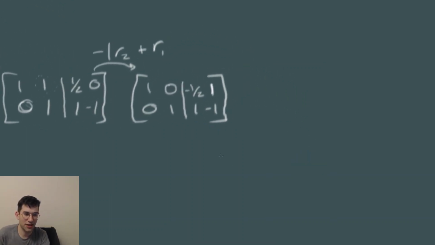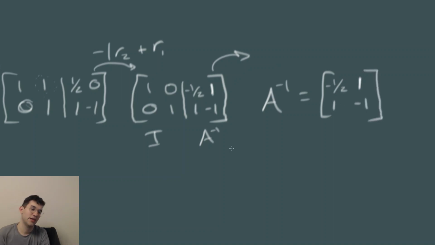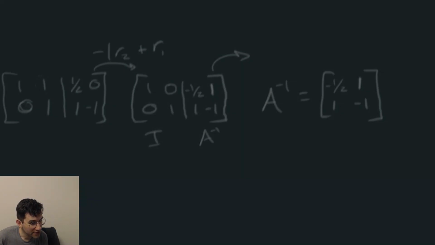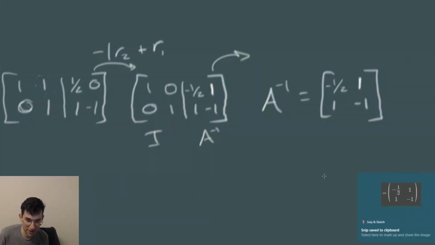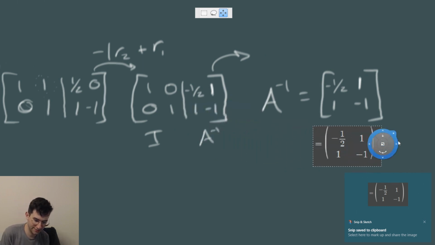So, if my calculations are correct, then this should be the inverse right here. We got the identity matrix over here, so this should be A inverse. Let's write that down. A inverse equals negative 1 half, 1, 1, negative 1. And let's check. Take a screenshot of the answer that I got from an online calculator. Boom. Correct. We are right.